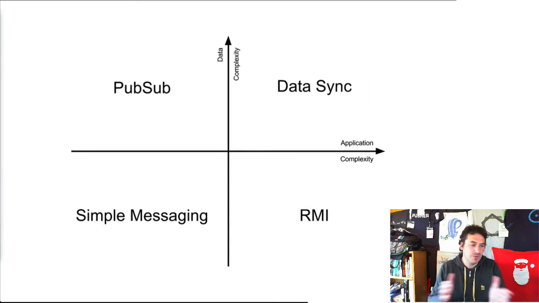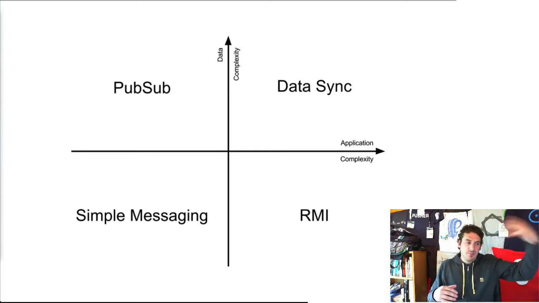A simple way of looking at this, it might not be perfect, it's just my opinion, is that if you don't have that much data in your application and the complexity of the real-time functionality is simple, then a simple messaging solution with a simple payload is probably enough. As the amount of data increases, you maybe move up towards a pub/sub solution. As the real-time complexity, maybe client-server interactions, becomes more complex, then an RMI solution might be a good choice. And if you're talking about large amounts of data and it's all about manipulating those data collections, then data synchronization might be a good choice.